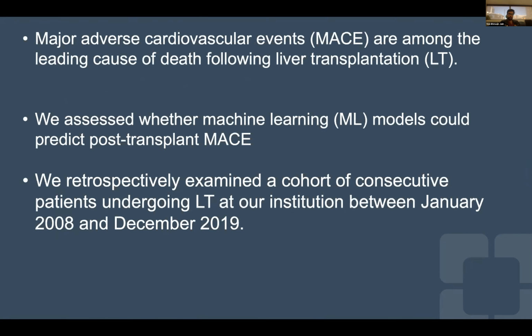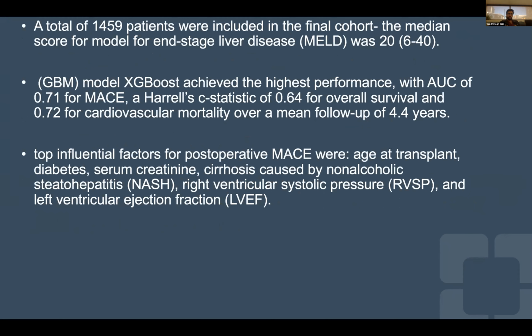So, just an overview of our study. Like Dr. Ferris said, MACE are the leading cause of adverse outcomes following liver transplantation. And we sought to see if machine learning could help us in solving this problem. So we took all our patients who underwent liver transplant at our center over the last 10, 12 years, and we split it into an 80-20 ratio of training and test. And we used different machine learning algorithms. We found that the XGBoost model performed the best with an AUC of close to 0.72 and a C-statistic of 0.60 for time-varying mortality and 0.72 for cardiac mortality over 4.4 years.